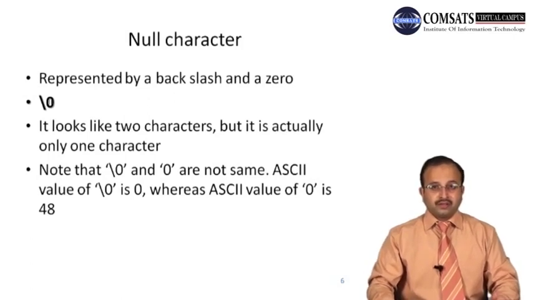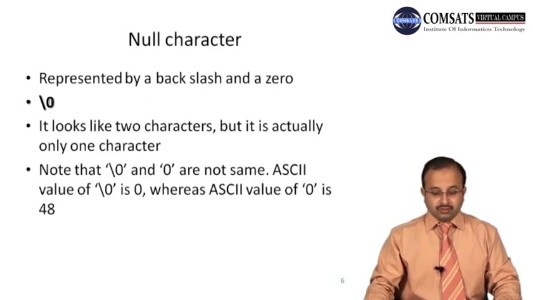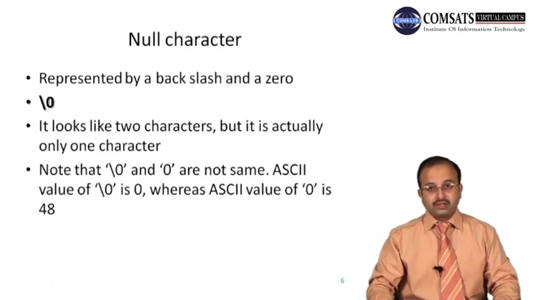In the fourth or fifth lecture, we have seen the character set of C, and the C character set consists of all the alphabets, lowercase, uppercase, all the digits 0 to 9, and all the special symbols. So this 0 is part of the C character set, and it has some ASCII value. The ASCII value of 0 is 48, and the ASCII value of the null character, that is \0, is 0.